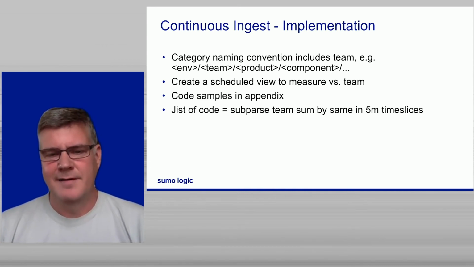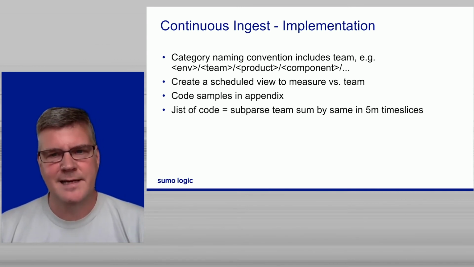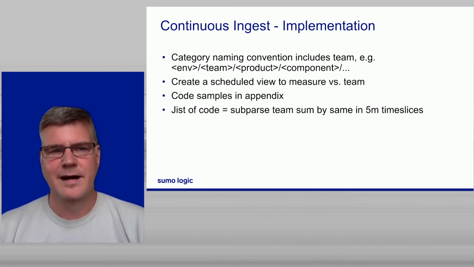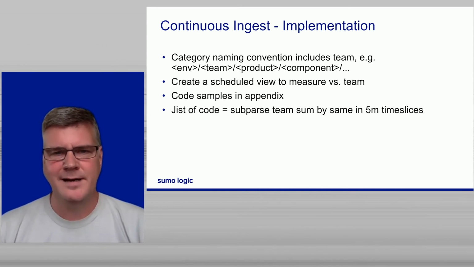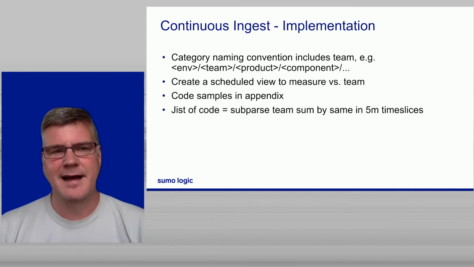Now, I wasn't going to bore you by going through code samples. There are code samples in the appendix, and this deck should be made available at the end of Illuminate, so you can go grab those code samples. But I will give you a little sneak peek into that code. Basically, it's subparsing the team name. Like I could do split, extract, split by slash, extract to as team, right?